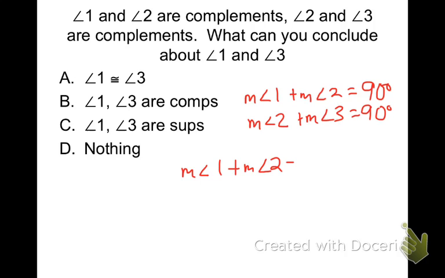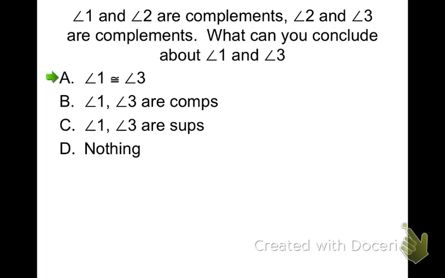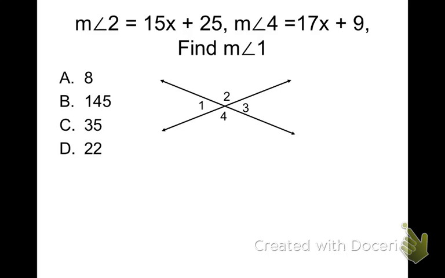What can we conclude about angles 1 and 3? Well, knowing that these two statements both equal 90 degrees tells us that the measurement of angle 1 plus the measurement of angle 2 is equal to the measurement of angle 2 plus the measurement of angle 3. By the subtraction property of equality, we can subtract the measurement of angle 2, and that leaves us with the measurement of angle 1 is equal to the measurement of angle 3. So given our choices over to the side, our best answer choice in that list is going to be answer choice A. They're congruent.